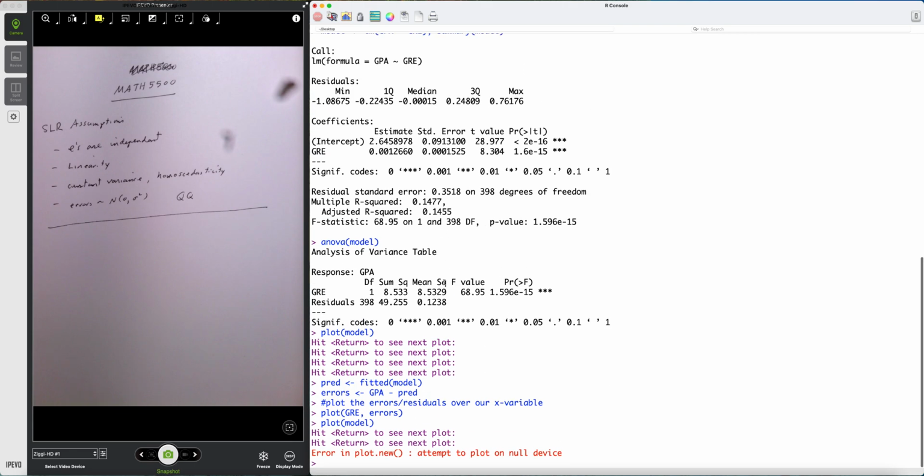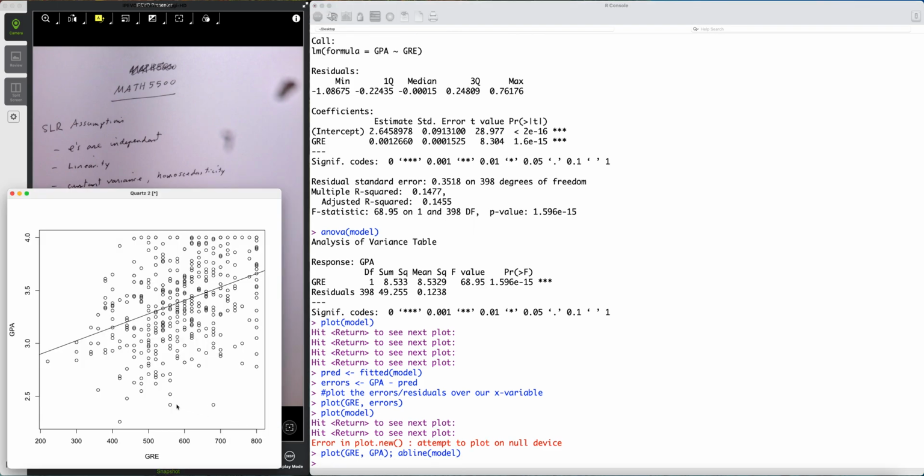So, again, to get a better look at that, let's just plot GRE with GPA, and then let's do abline for the model. So we get this relationship between x and y, which is, yeah, I'm still not that impressed, but again, theoretically, I think if you were publishing this, you would be able to check the assumptions for moving forward.